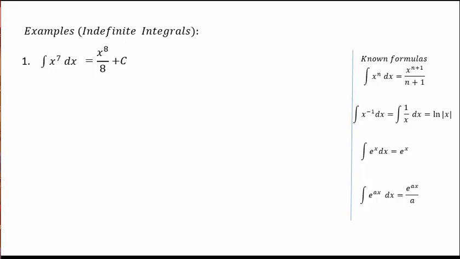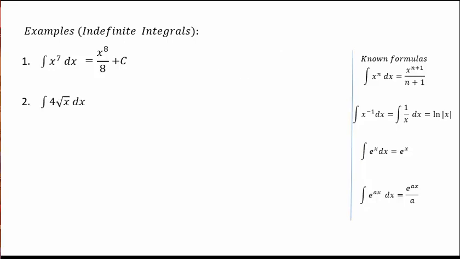Now the reason we do this is if we were to take the derivative of x to the 8 over 8 plus c, we notice that the constant equates to 0 and we're left with x to the 7. And so we don't know what this constant is, but we cannot assume that there is no constant since the derivative is going to give us 0. And so we write a general constant c that is a placeholder for any specific constant that might exist.